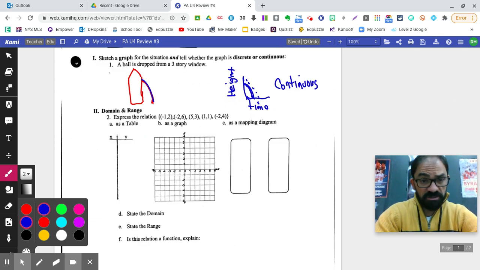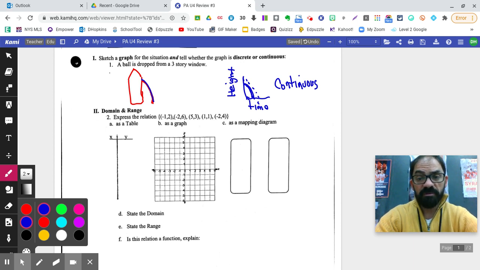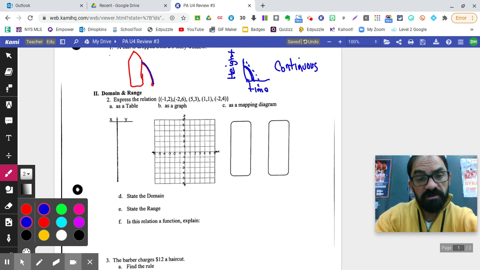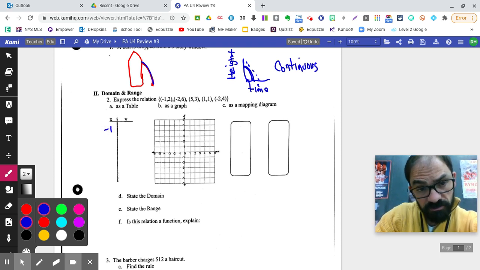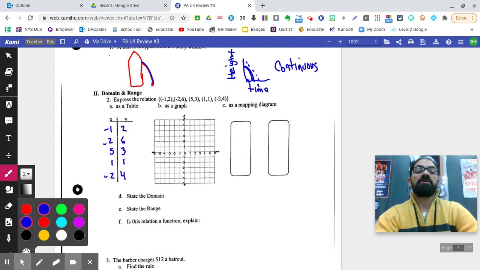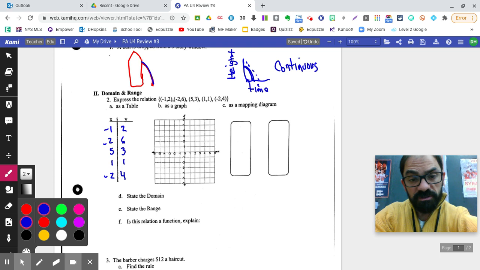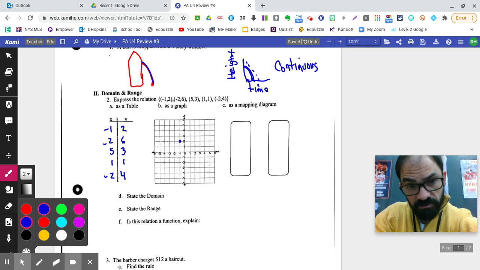Moving on. Express the relation as a table, a graph, and a mapping diagram. Okay, as a table, we have -1, 2. We have -2, 6, 5, 3, 1, 1, and -2, 4. As a graph, you plot the points. -1, 2, -2, 6, 5, 3, 1, 1, -2, 4.